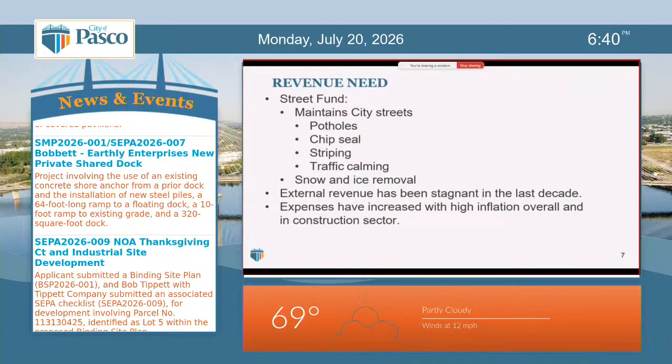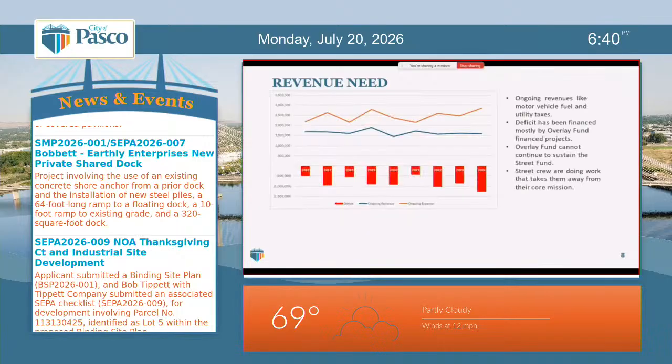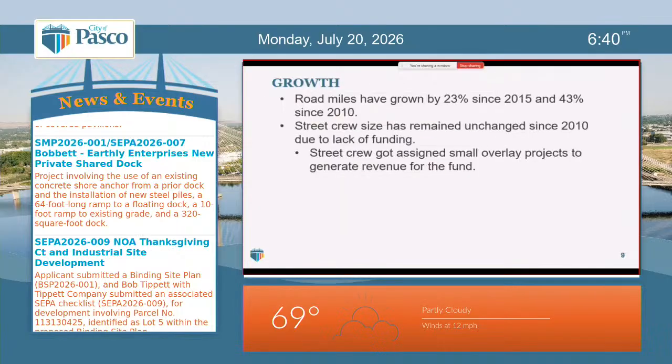So we need to find more revenue to preserve our streets and do other transportation projects, which has been a challenge. And the street fund is scheduled to be in the negative by the end of this biennium. So you'll see some of the numbers there. At the same time, management of streets and the street fund is more difficult. Our road miles have grown quite significantly, and our crew size has essentially stayed the same because of that funding constraint.